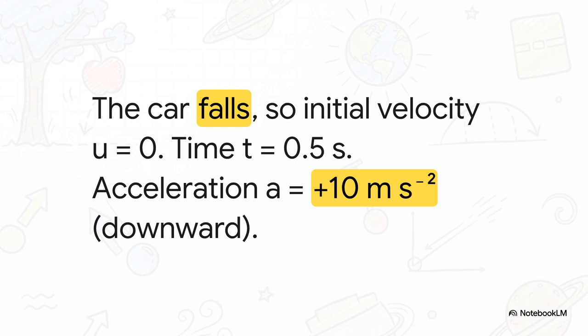Okay, so let's apply our method. Step 1. List what's given, with their signs. The problem says the car falls. Now that's a key word. It means it starts from rest. So its initial velocity, u, is 0. The time t is given as 0.5 seconds.